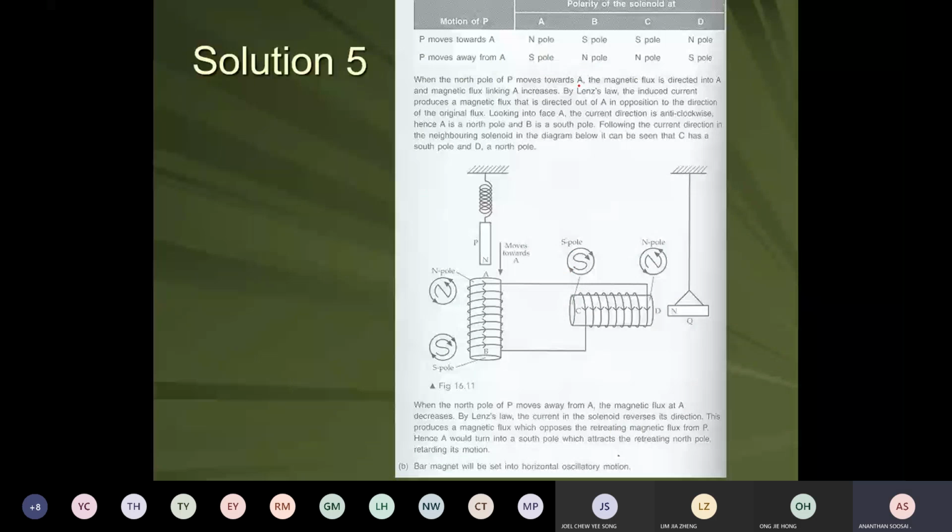Okay, so A is the north pole, B is the south pole, the one we discussed. And when it moves away, the pole is going to change. Last part, the bar magnet will be set into a horizontal oscillation motion, and the frequency is going to be the same as the frequency of the spring oscillation. Any questions from here? Okay, let's move forward.